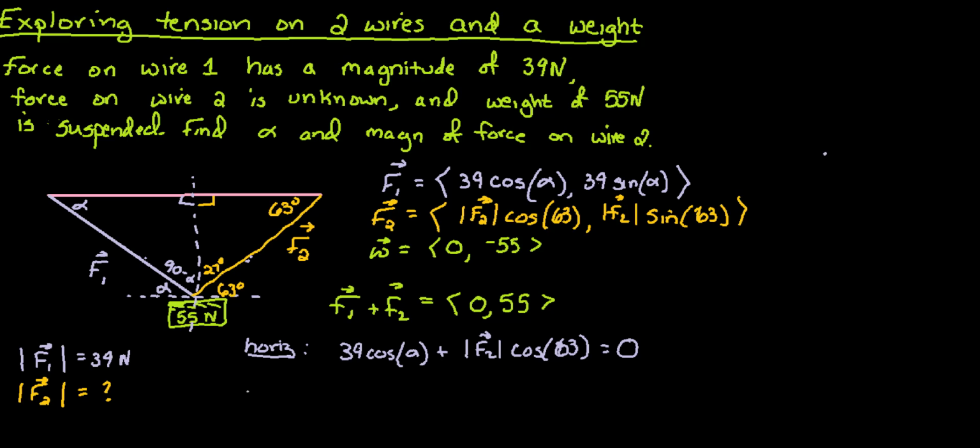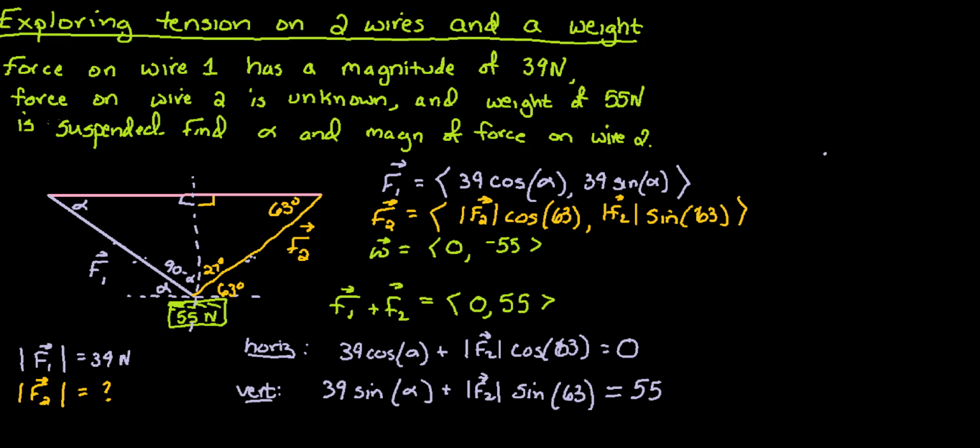And similarly, in the vertical direction, the 55 is going down, and so these two vectors, their vertical components must sum to a 55 going up. In other words, it must be the case that 39 sine of alpha plus the magnitude of F2 sine of 63 must balance out or counteract that 55 in the downward direction. In other words, these two wires must have an up pull of 55.